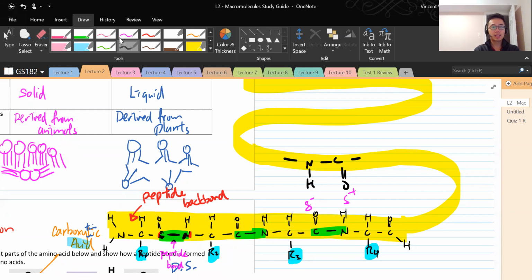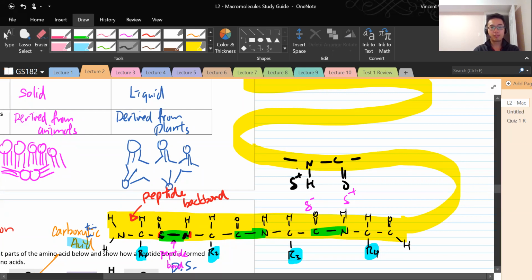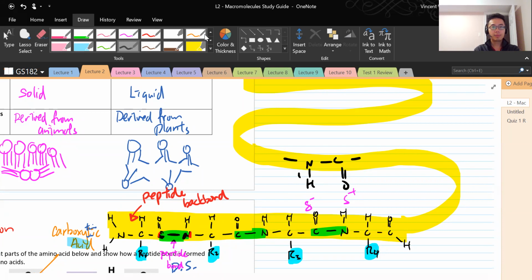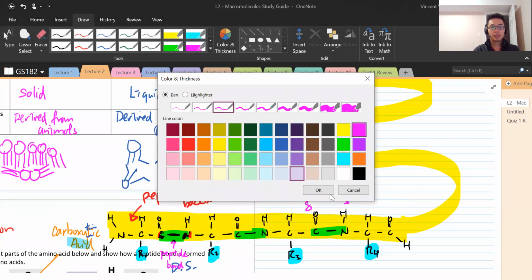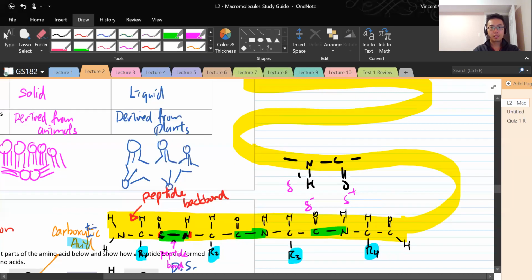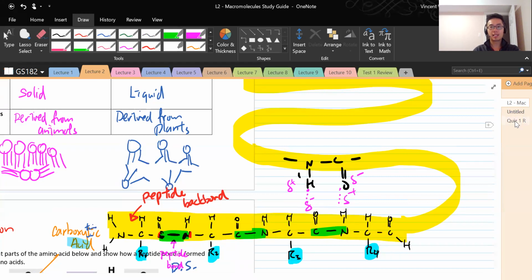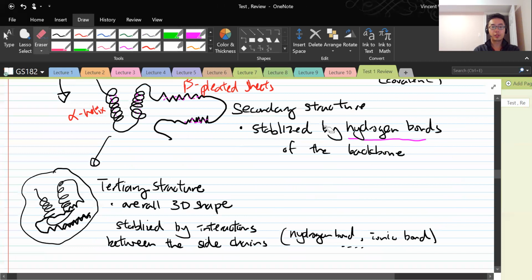So this part is now slightly positive, and this is slightly negative. Then they could interact. That's the interaction of the backbone, the hydrogen bond. That's what stabilizes the secondary structure. And the tertiary structure is stabilized by the interaction of the side chains.